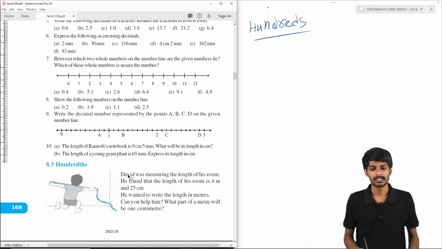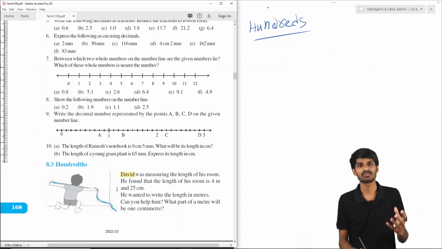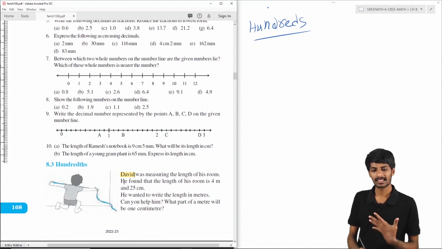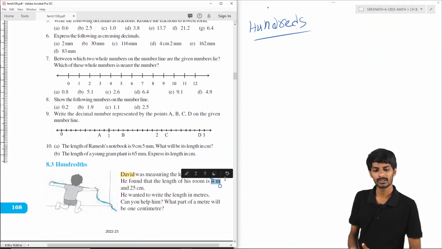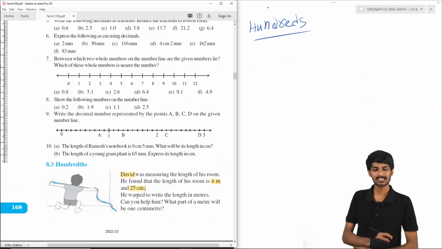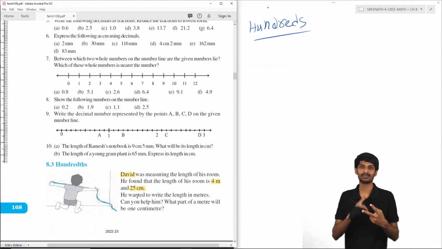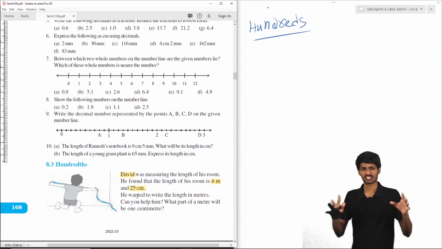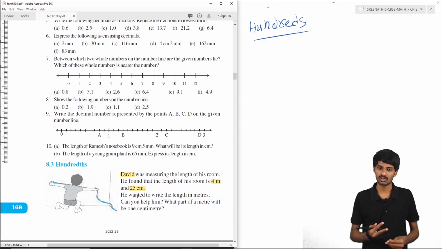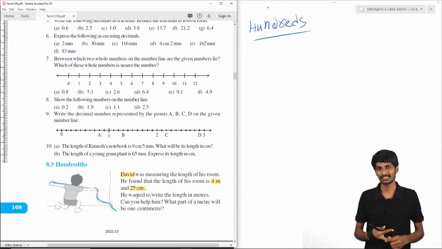So David, what is he doing, students? David was measuring the length of his room, students. He found that the length of his room is 4 meters and 25 centimeters. So he has expressed the length of his room in meters and centimeters. Suppose I ask you what its total length is in terms of meters only, you don't need centimeters, you only have to express it in meters.